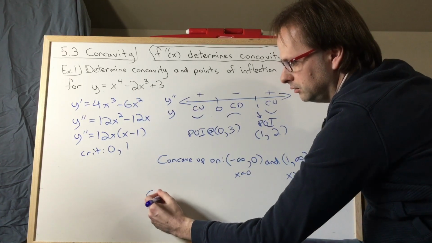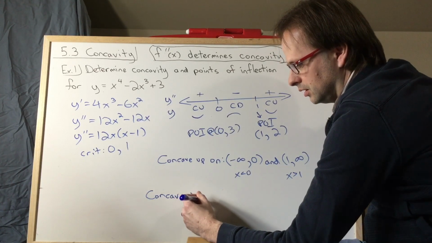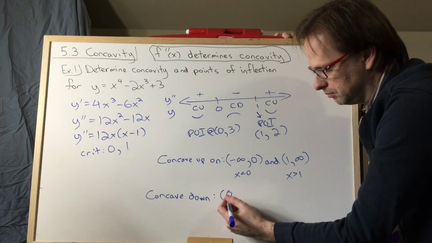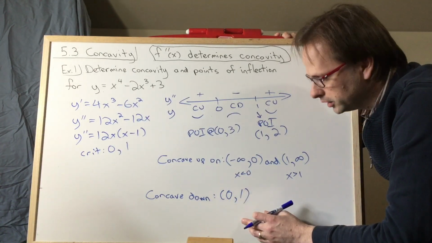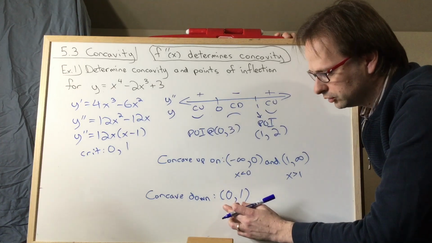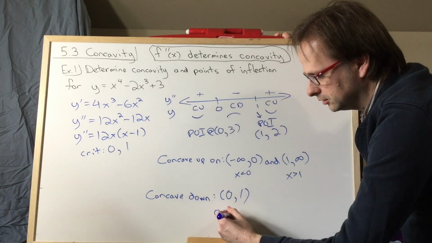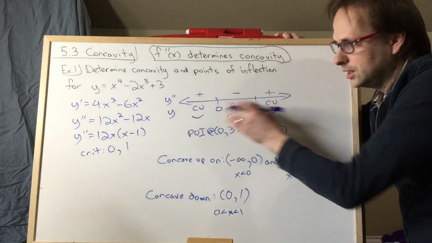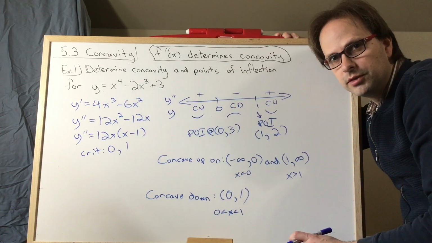It is concave down on the interval from 0 to 1. So I got 0 up to 1. It's annoying, that looks kind of like a point, but it's supposed to mean x values from 0 to 1, whereas an inequality, it would be this inequality. But it's already contained in this sign diagram. Let's take a look at the graph and just see if it makes sense.